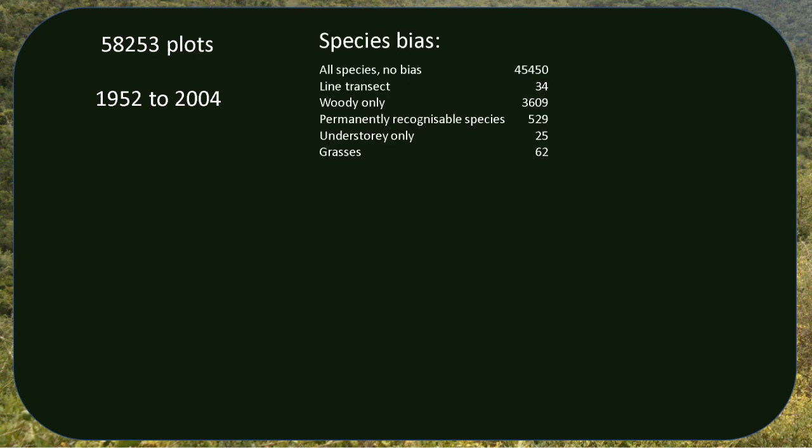So if we had to then look at what's in the database in terms of numbers, we have over 58,000 plots. The plots were generally collected between about the 1950s until 2004, and that's when the switch turns to focusing on mapping using other data. And then in terms of the species bias, as I said, there's many more plots that have no bias. Most of the plots occur within South Africa, but there's a few in Lesotho and Namibia.